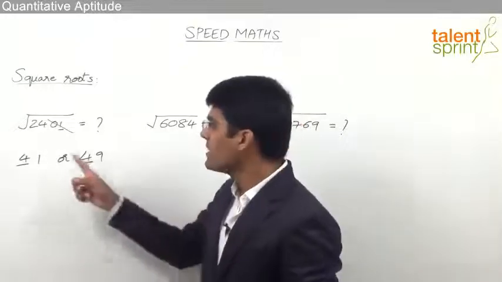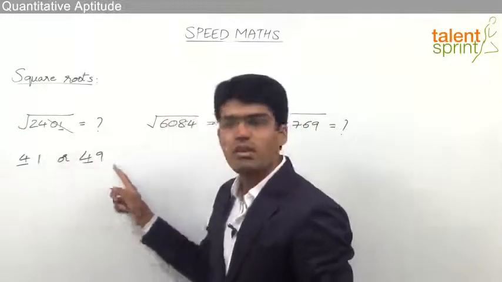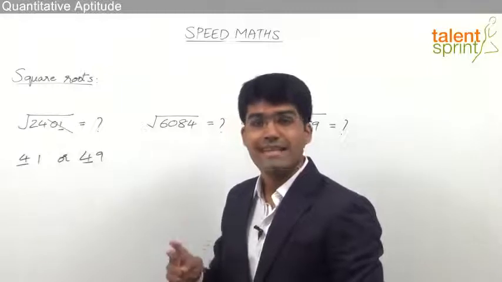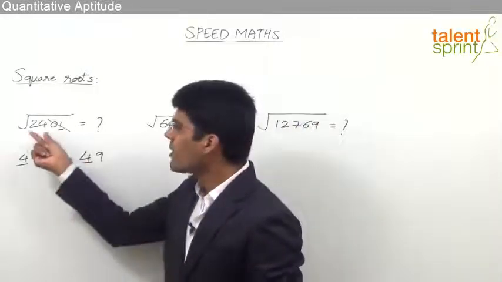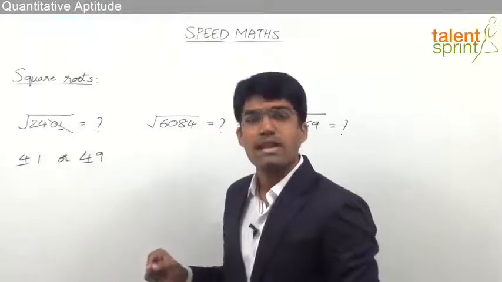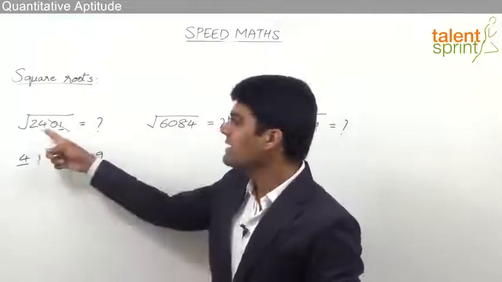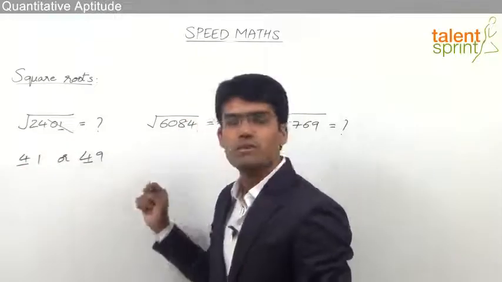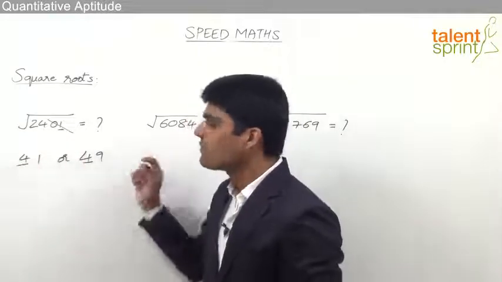Remember, the first step is to check the units place and find out what are the possible units places. Second step is to leave the last 2 digits, find out a number which is immediately less than the remaining part of the question and a perfect square. So here it comes out to be 16. 16 is nothing but 4 square. That is the reason we write 4 here.